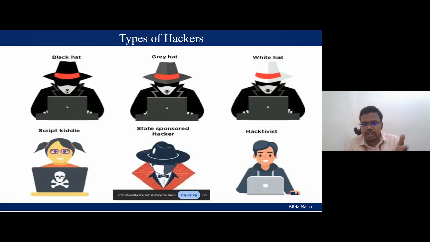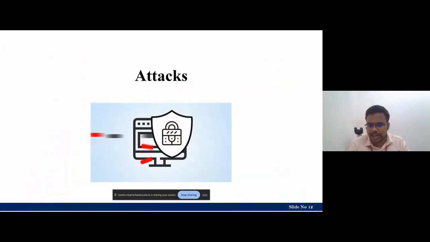Gray hat, they will fall in between black hat and white hat. So they do the same thing, but the activity will depend upon who sponsors them. For example, if the sponsor is a good person, they will do it for a good cause. If the sponsor is a terrorist or has some bad agenda behind that, then the result is going to be a bad one. So that is what a gray hat hacker is. So these are the three major hackers. What they do is attacks.